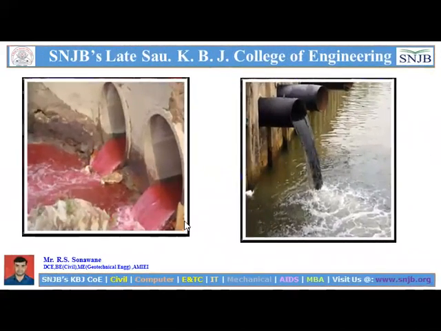These are some pictures of industrial wastewater. Physically you can see this color is red, and this is a black-brown color of that industrial waste, which we can easily characterize physically, chemically and biologically.